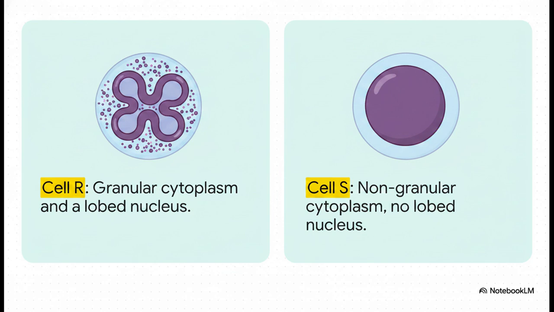Cell R has this grainy, granular cytoplasm and a weird lobed nucleus, making it a granulocyte, specifically a neutrophil. Cell S, totally smooth, non-granular cytoplasm, no lobed nucleus. That makes it an agranulocyte, like a monocyte or a lymphocyte. Honestly, nailing these visual cues is the absolute secret to acing these exams.